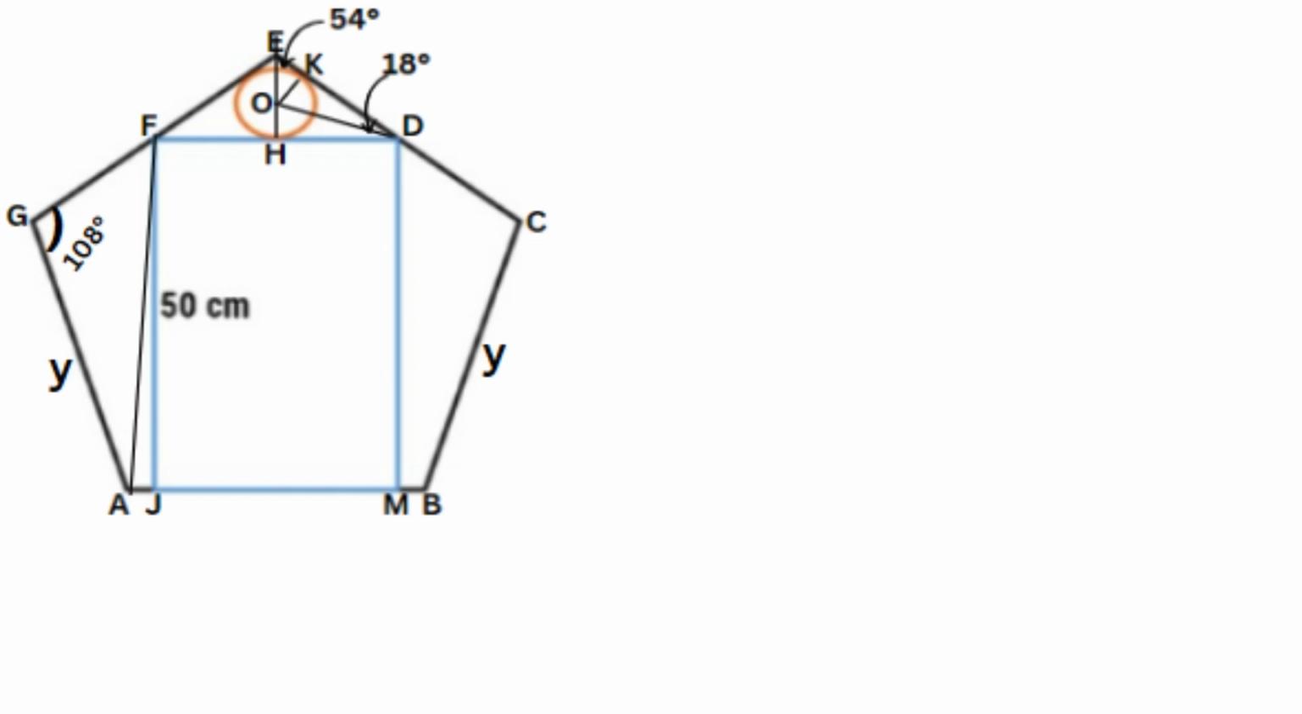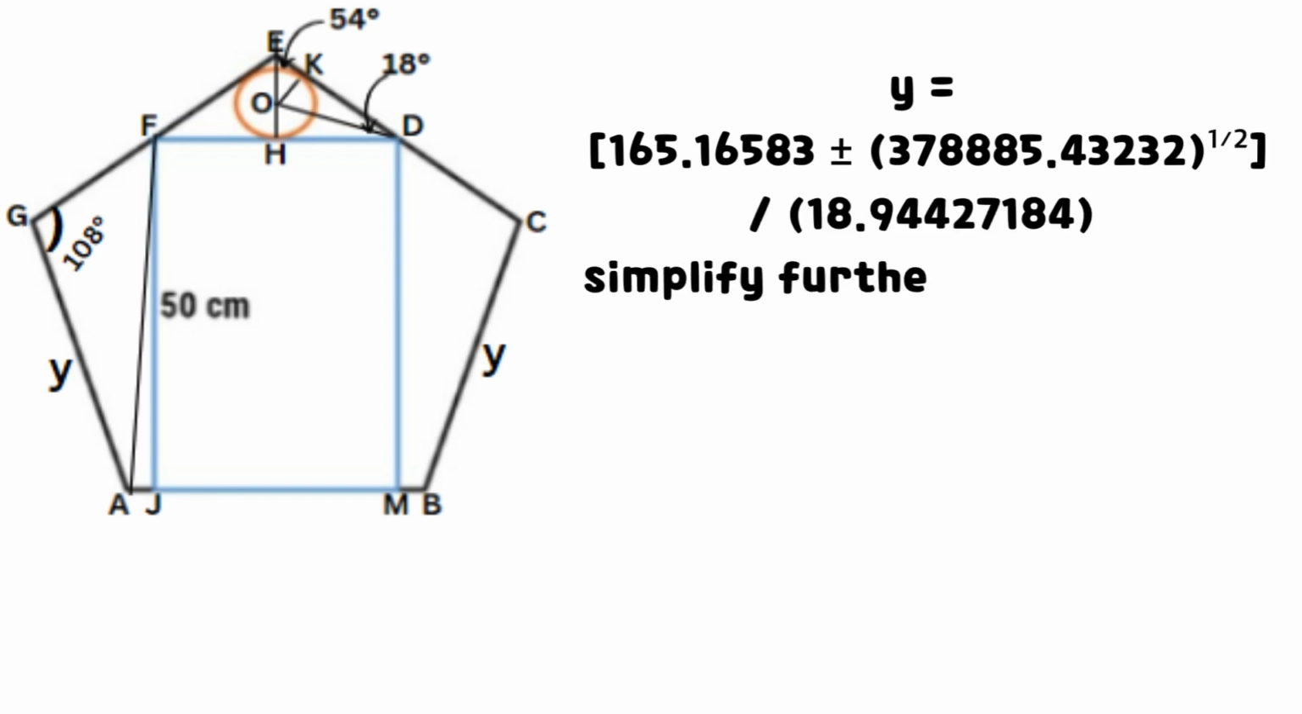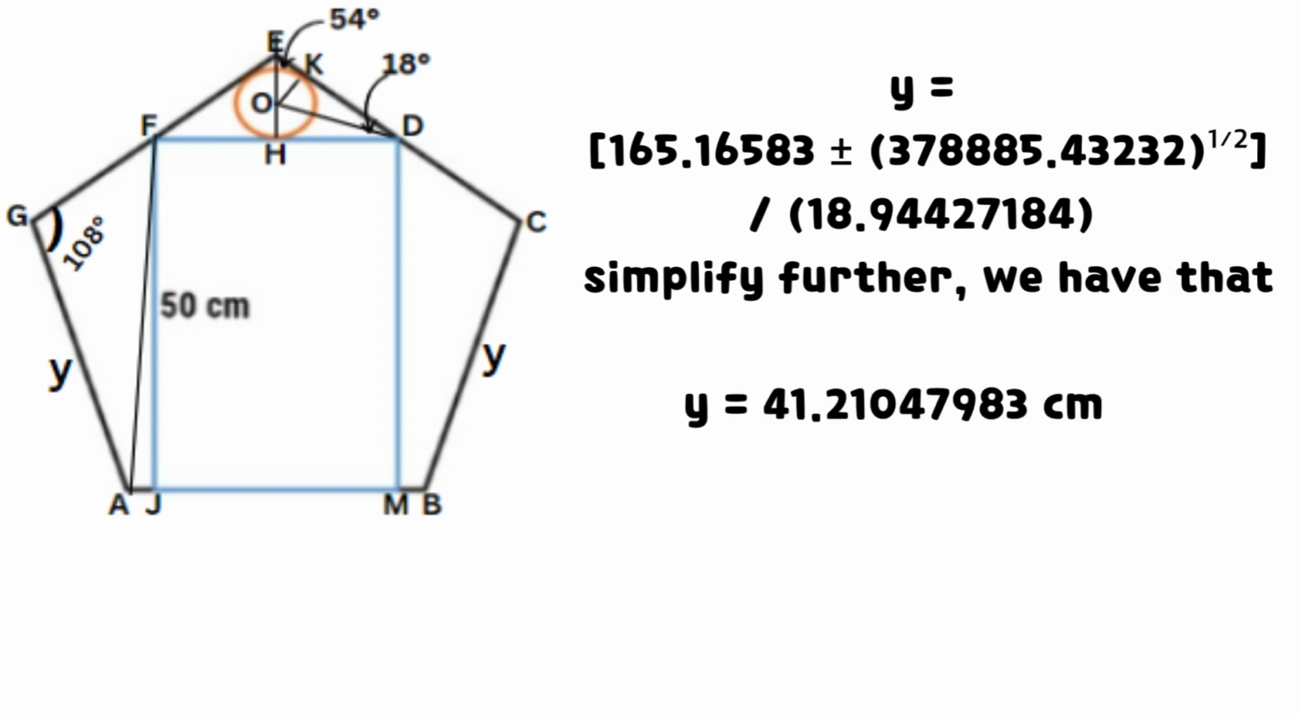y equals 165.16583 plus or minus the square root of 378,885.43232 all divided by 18.944271884. Simplify further and we have that y equals 41.2104793 centimeters or y equals negative 23.77345914 centimeters.